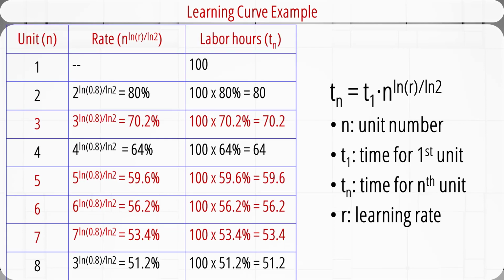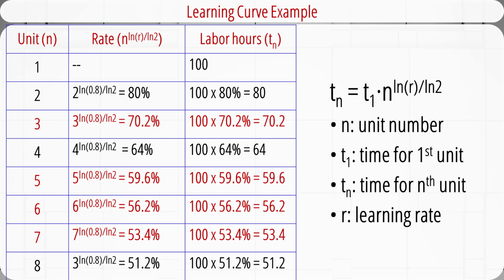For a unit number that is not a power of 2, we can use this mathematical relation on the right to find out the amount of labor hours needed to produce that unit. In this equation, n is the unit number, 2 for the 2nd unit, 3 for the 3rd unit, etc. T1 is the amount of time to produce the 1st unit. Tn is the amount of time to produce unit n. R is the learning rate. Ln means the natural logarithm.